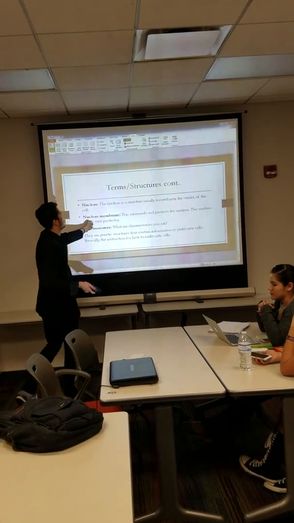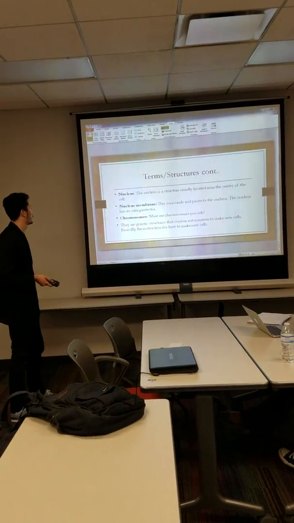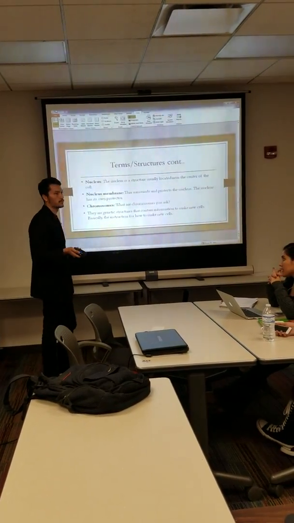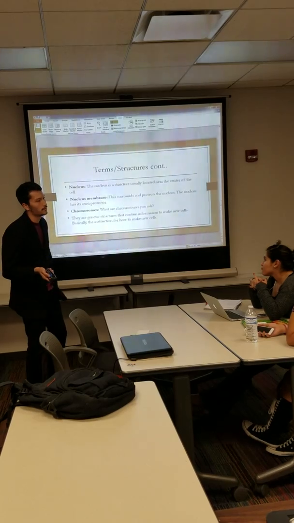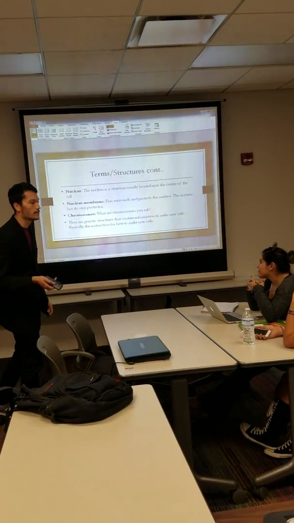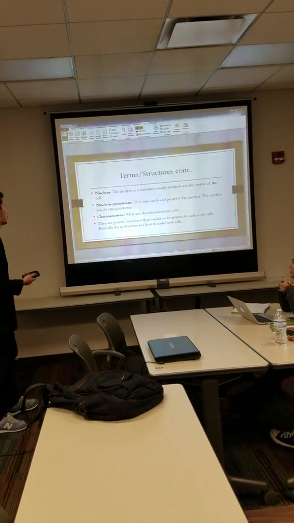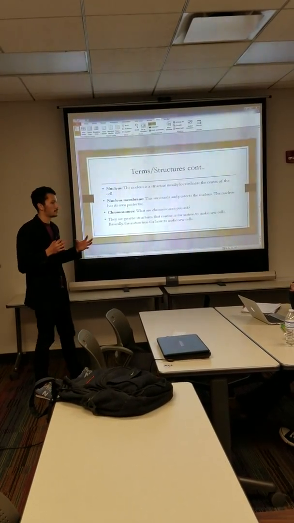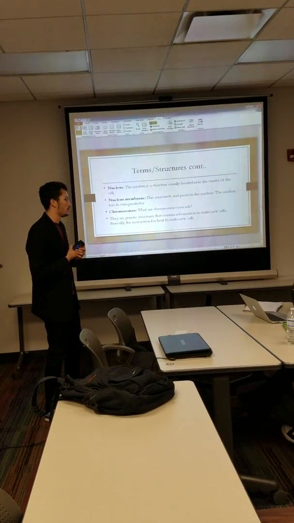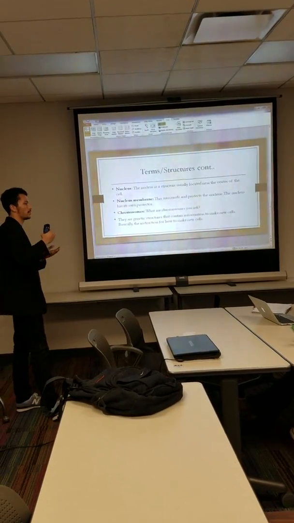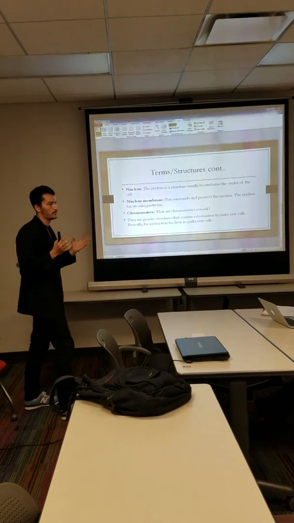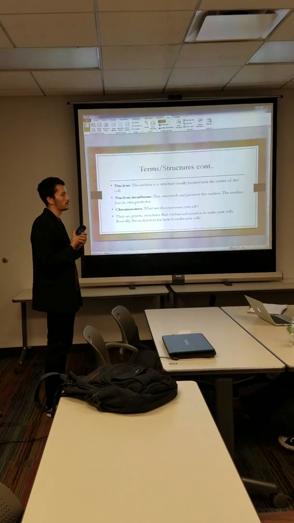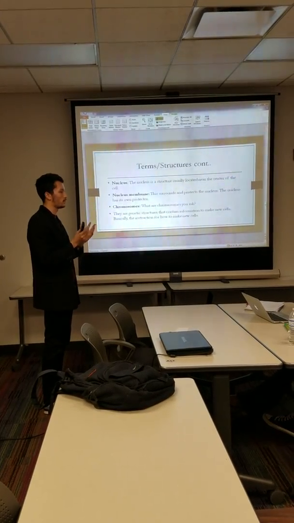Chromosomes. What are chromosomes? What do you think of chromosomes? They're basically DNA. They are genetic structures that contain information that makes new cells. It's kind of like the ingredients of how to make a cell. It has certain codes that make up the structure of the cell.